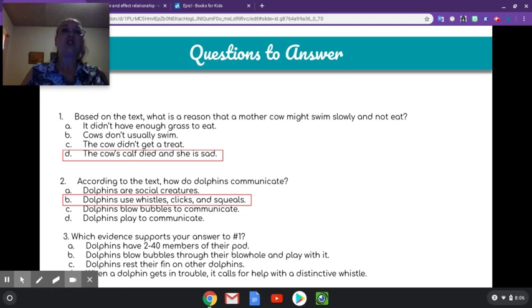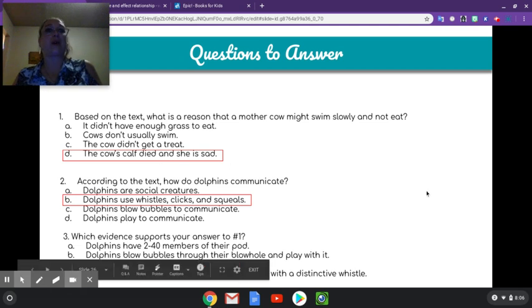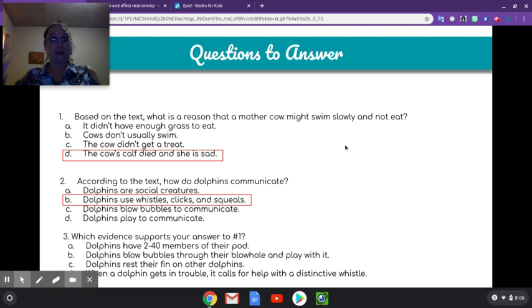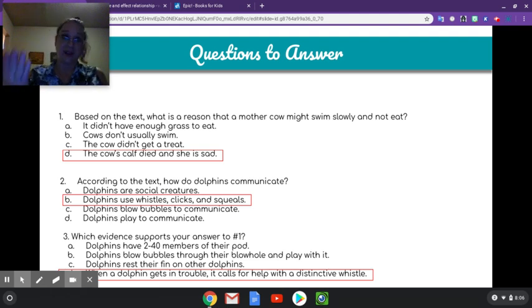And number 3, which evidence supports your answer to number 1? So number 1 was saying that the calf dies and it's sad. Well, what supports that based on what the text said? What is one thing, at least, that can support that? I'll go ahead and give you about 5 teacher seconds. And when a dolphin gets in trouble, it calls for help with a distinctive whistle. That is one way to help support it, as it was part of our evidence.